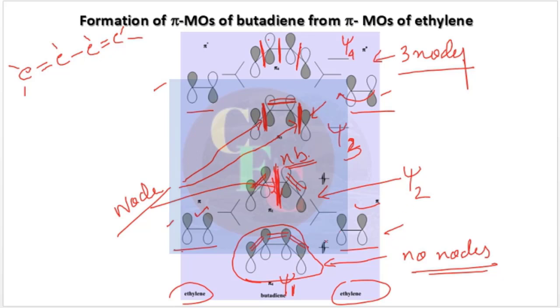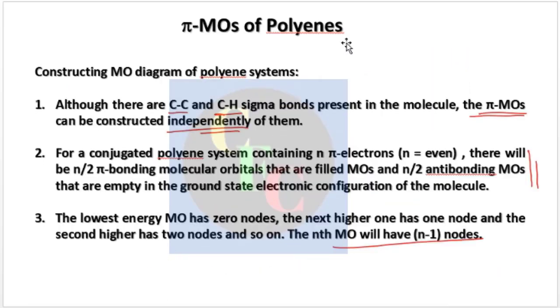Now see, here you can find 2 electrons. Of course, each ethylene will have 2 pi electrons, right? So that means there are a total of 4 pi electrons in the butadiene system, and they will be occupying following the Hund's rule and the Aufbau principle. So psi 1 will be fully occupied and psi 2 will be fully occupied, and psi 3 and psi 4 will be empty. Remember our points regarding this one.